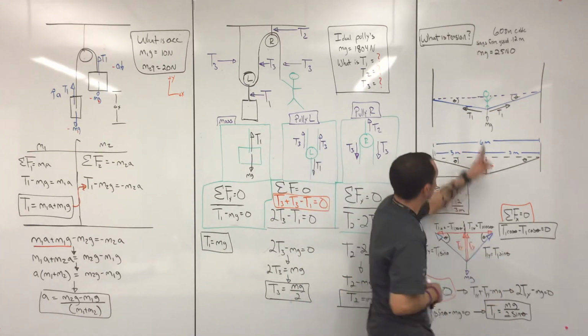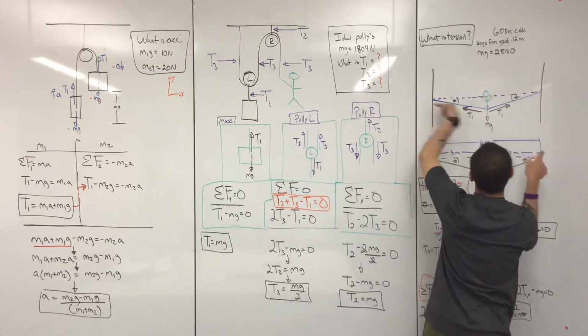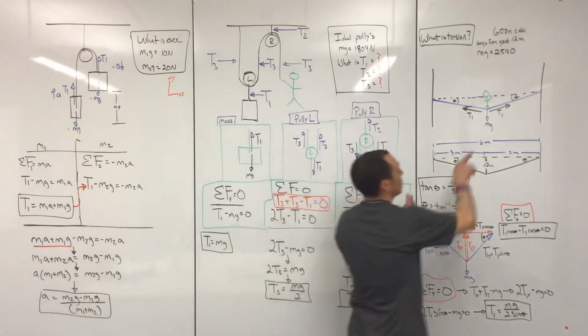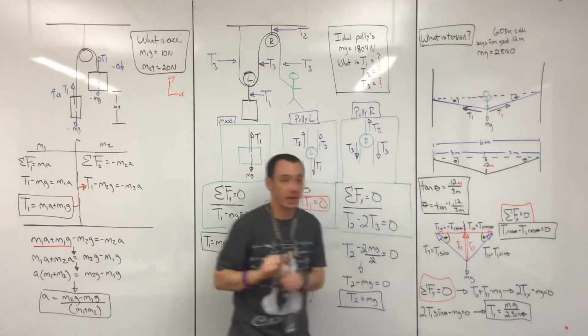So that T1 is the tension. We said that's a tension that way, that's a tension, that's the tension in the rope right there. It's equal on both sides.